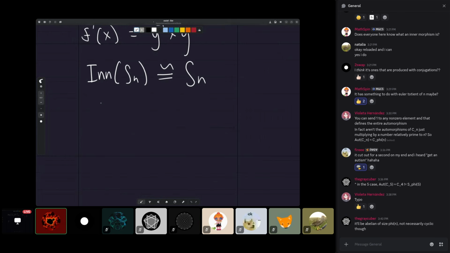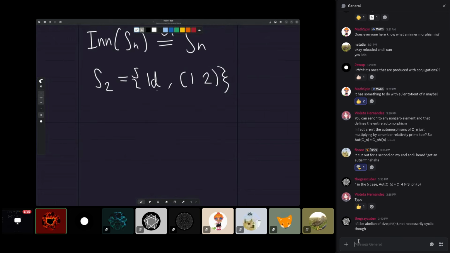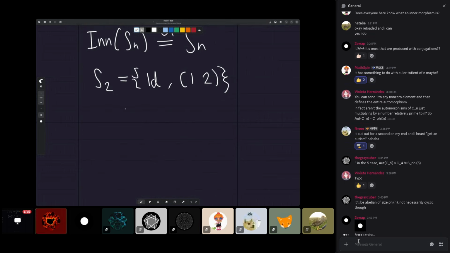Because if you think about S2, it's very simple to think about. What is it? It's permutations of 2 points. So it's got two elements. We've got the identity element, which I'll call ID for identity. And then we've got the permutation that swaps the 2 points, 1 and 2. So, 2 swap. See what I did there? So that's S2. So then, what are the inner automorphisms? Well, if you conjugate by the identity, you get the identity. So that gets sent to the identity automorphism.